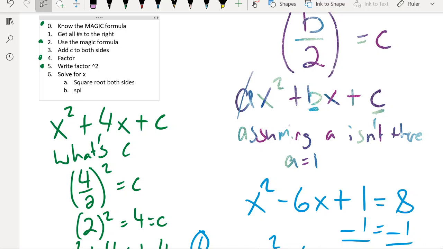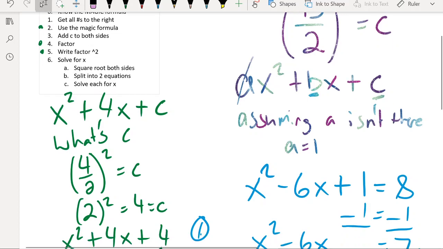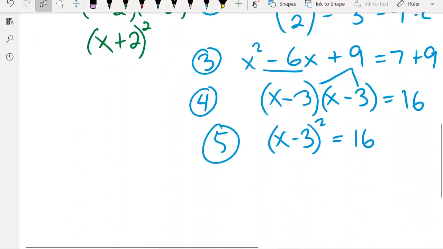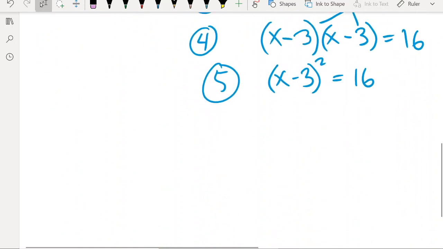So split into 2 equations. Goodness, I can't spell today. It's a good thing I know how to do math. Split into 2 equations, and then solve each for x. And that part's going to look a little different depending on what you have with your x. But for our example here, we've got, of course, x minus 3 quantity squared equals 16.